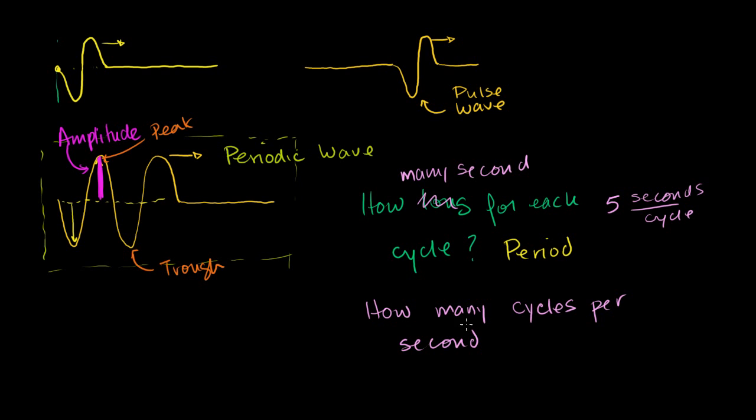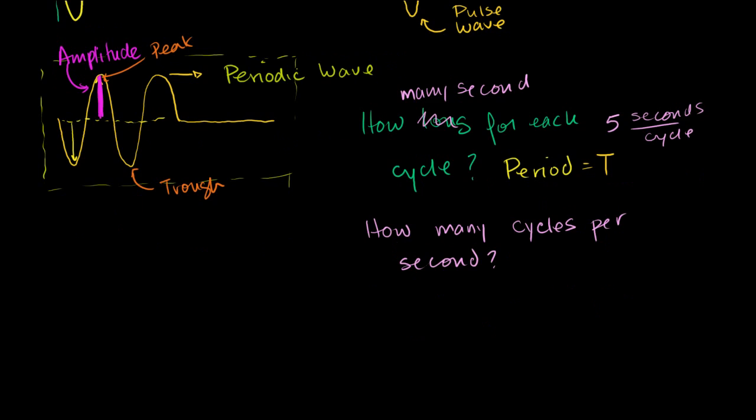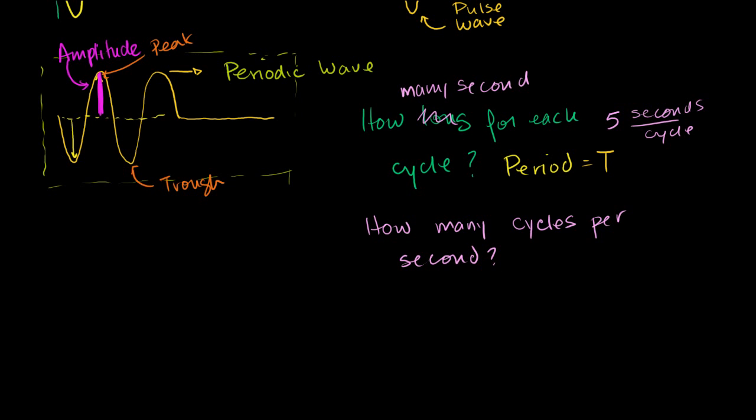But then what if we were asked how many cycles per second? So we're asking the opposite question. Not how many seconds does it take for me to go up, down, and back again. We're saying in each second, how many times am I going up, down, back again? So how many cycles per second, that's the inverse of period. So period, the notation is normally a big capital T for period. This is frequency.